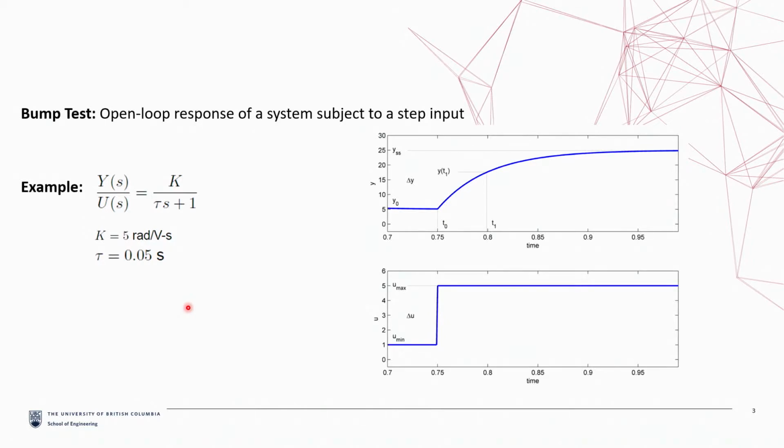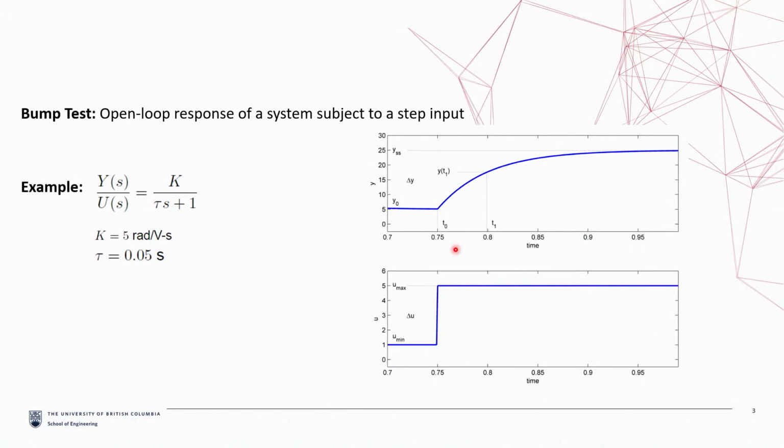As an example, consider a first order system given by the following transfer function with the parameters k and tau, which represent the constants of this transfer function and adjust the behavior of the system. The bump test for this model looks something like this in the figure on the right, where the figure below shows the input step function applied to the system and the figure above is the response of the system.